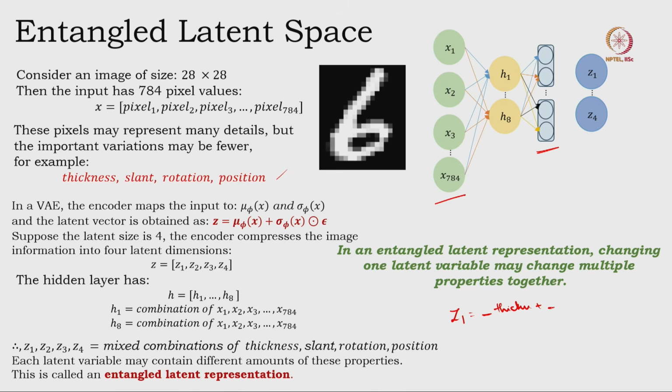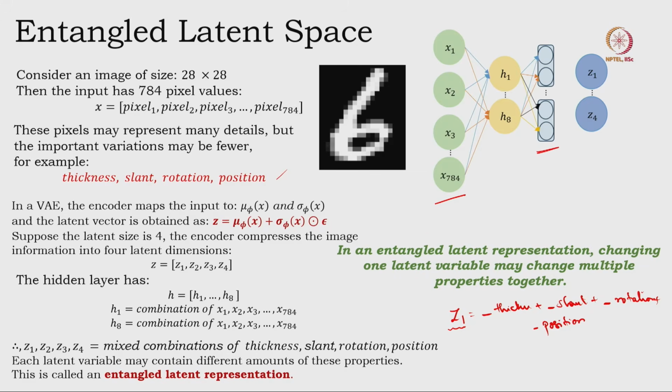It has some portion of the next slant. It has some portion of rotation, and it has some combination of a position. Now, what is an entangled latent representation? You look at this Z1. Z1 is a combination of all of these variations.